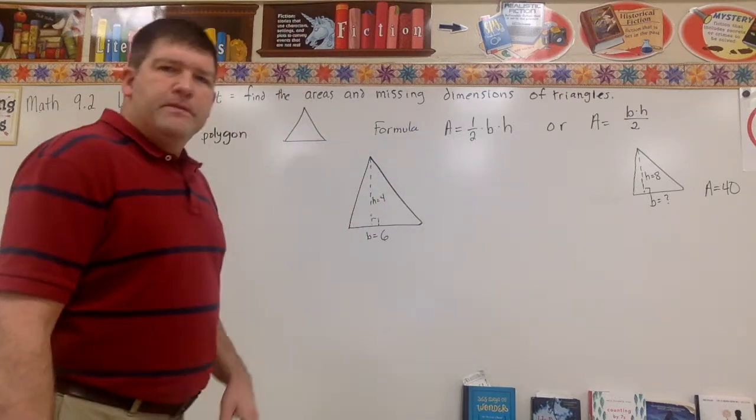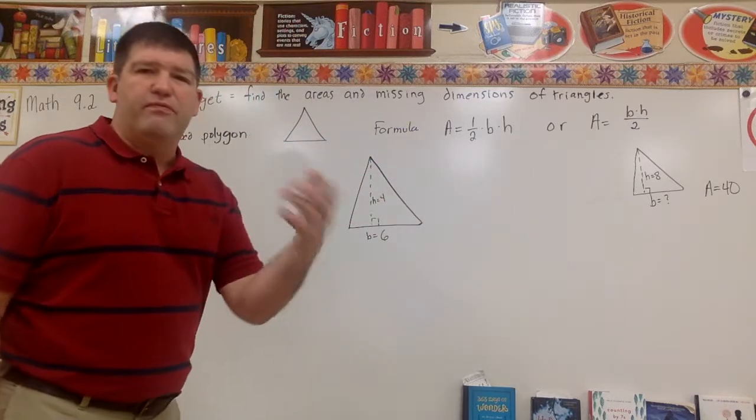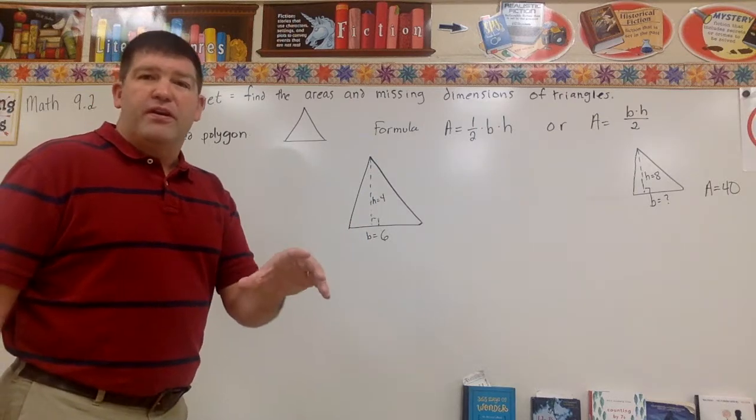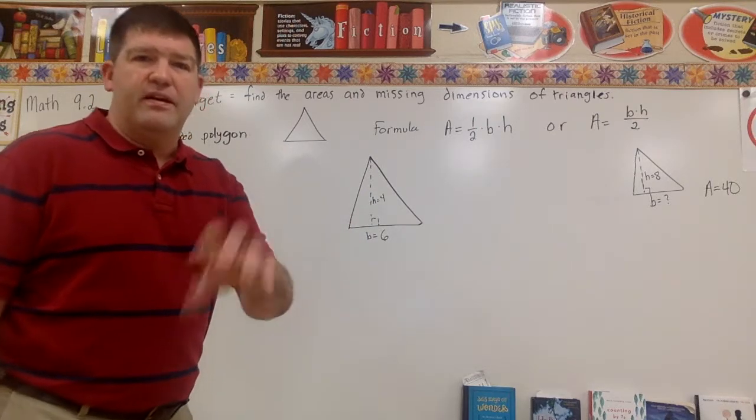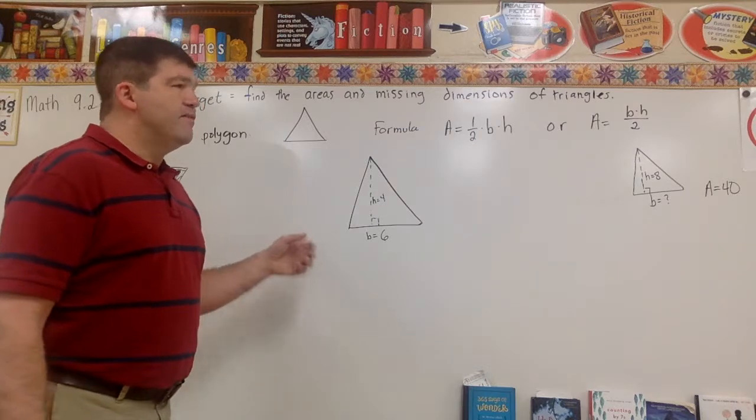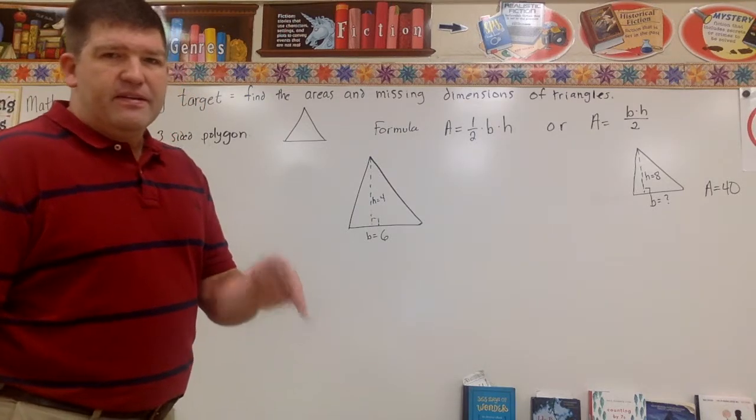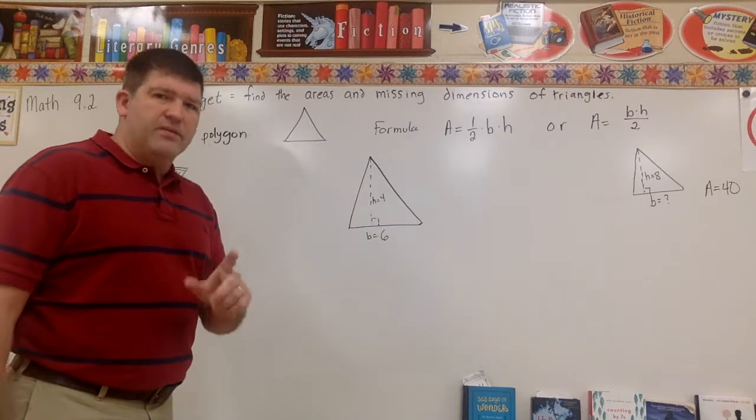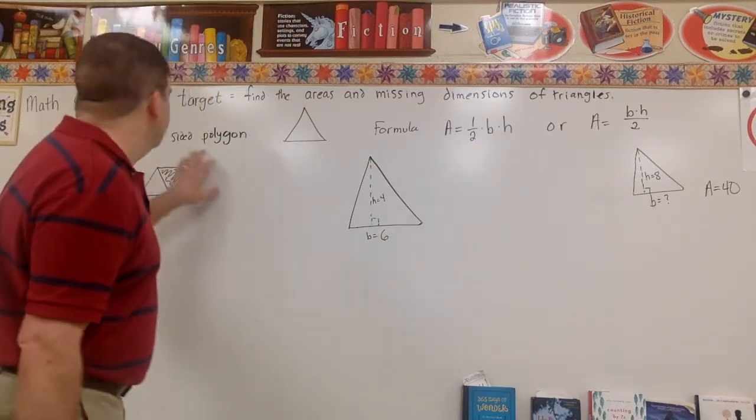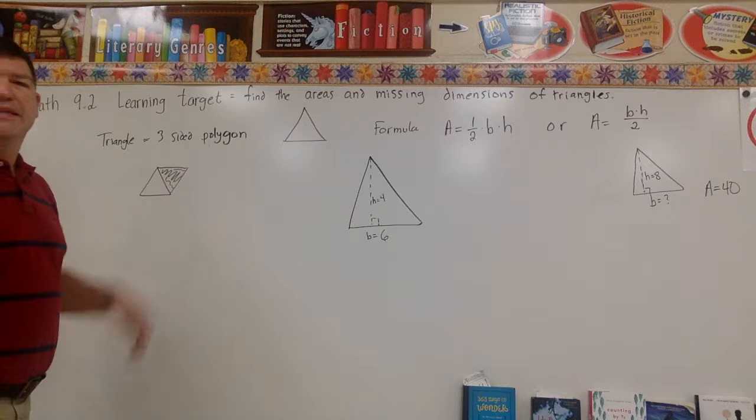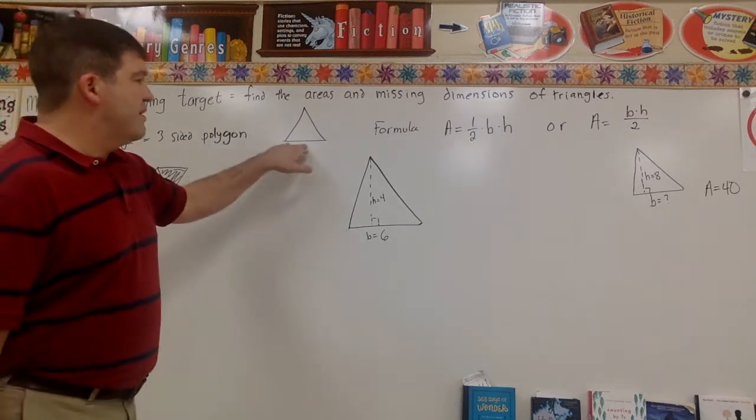Okay. So with a parallelogram, you know the formula. You can figure out the area, the base, the height. And the formula is area equals base times height. Now, a triangle's similar, but a little different. A triangle we know is a three-sided polygon, something like this.